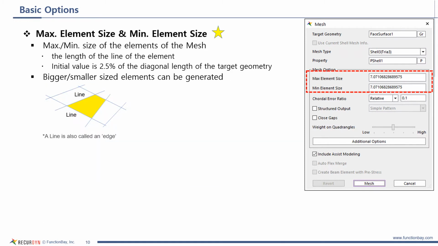The next options are max element size and minimum element size. These are important options. They specify the size of the elements that are generated. The size of the element means the length of the edge of an element, as shown in this figure. This edge is also called a line. Please note that the initial value is calculated to be 2.5% of the diagonal length of the target geometry. And also note that some elements of the mesh can be smaller or bigger than the specified size.